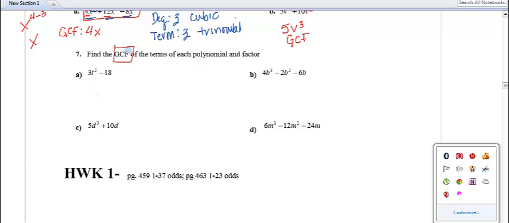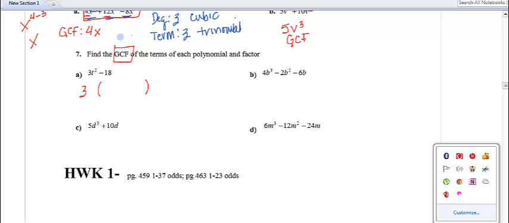So let's again do what we did up here. We're going to check our coefficients, 3 and 18. We've got to find a term common between those two, and that's pretty apparent. It's going to be 3. So we're going to take and write our GCF right here. So far it's 3. And then we're going to start a little box of parentheses here.